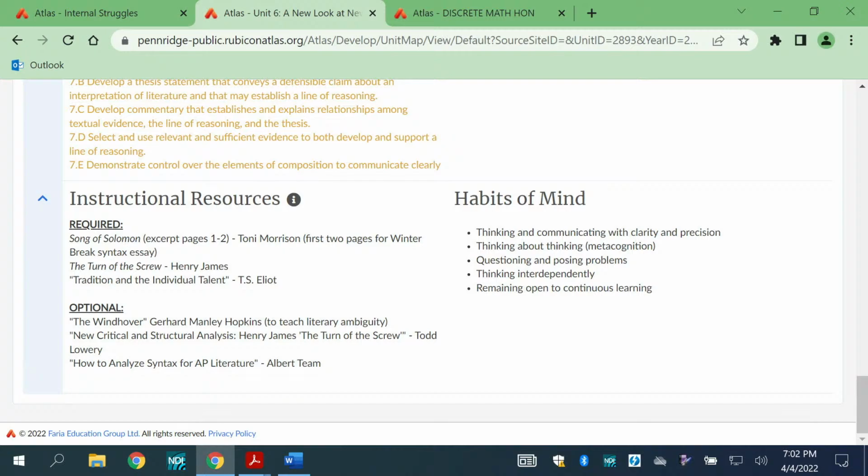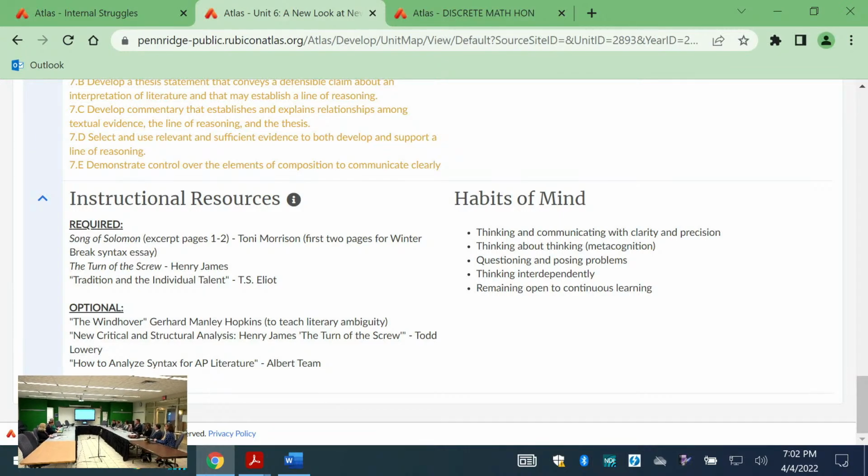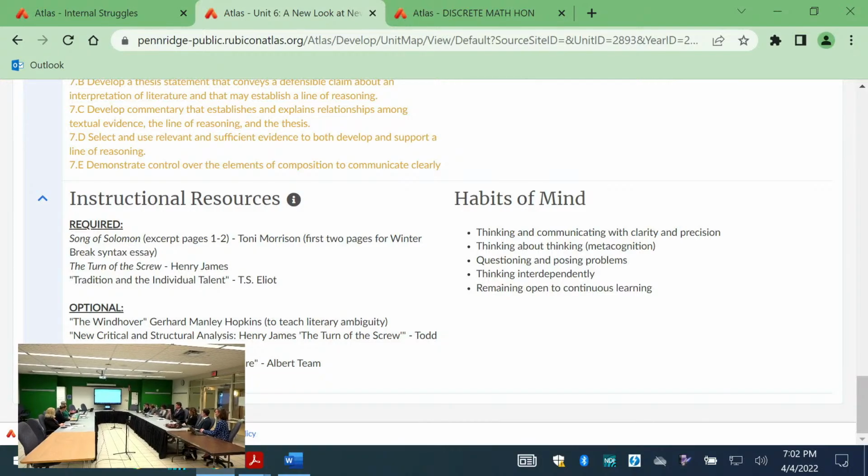So the Atlas is live, links are there, the lists are there. I tried a little explanation in terms of what required means, teacher choice, and things like that. So if there is additional feedback, we can come back next month. If not, we'll be comfortable and we can move it forward in May.